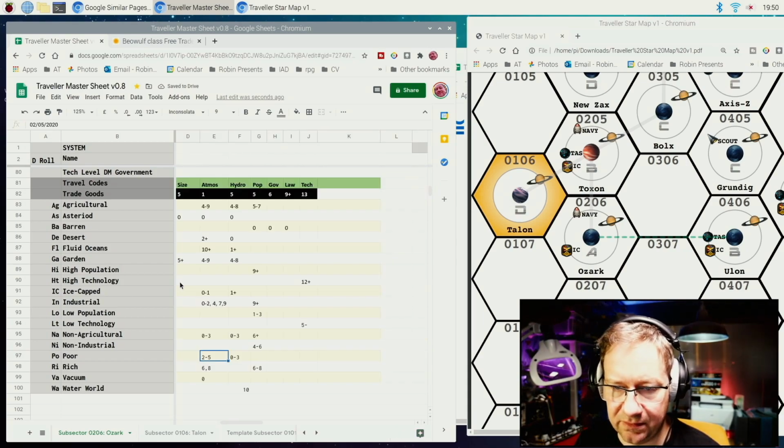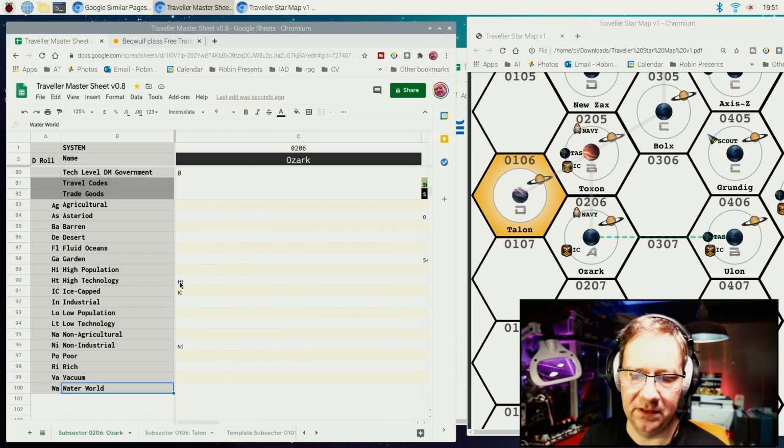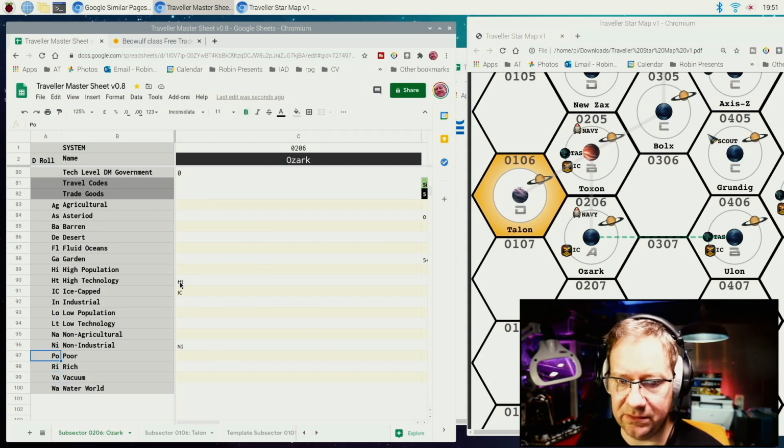Poor, no, because we've got good hydro. Rich, no, because we've got no atmosphere. Well, atmosphere is a 1, so it's not a vacuum. And water world requires 10 in hydrography. So that's Ozark.